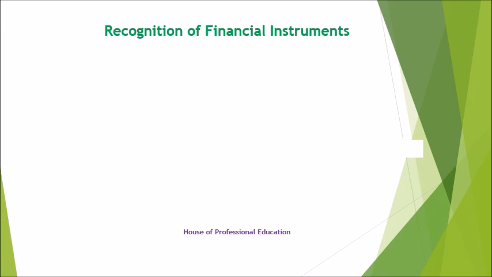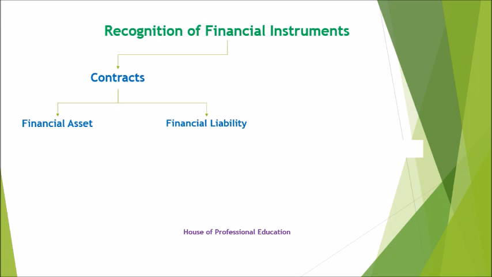There are two ways for recognition of financial instruments. Number one is the contract. An entity shall recognize financial assets or financial liabilities in its statement of financial position when and only when the entity becomes party to the contractual provisions of the instrument.